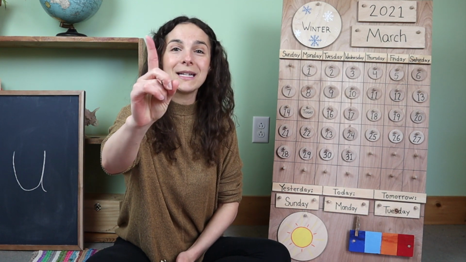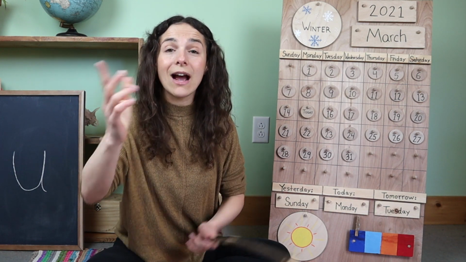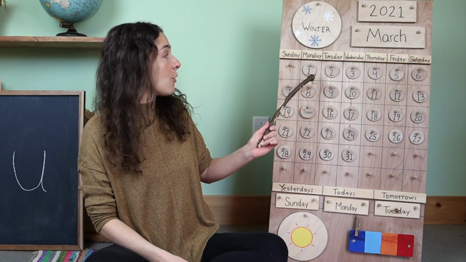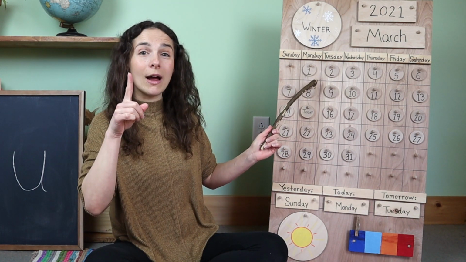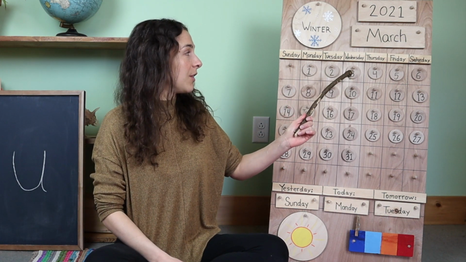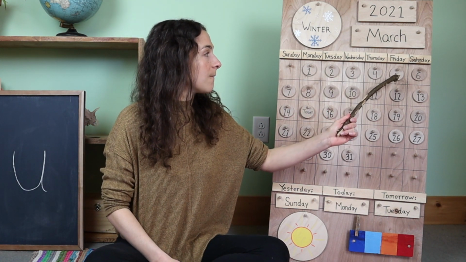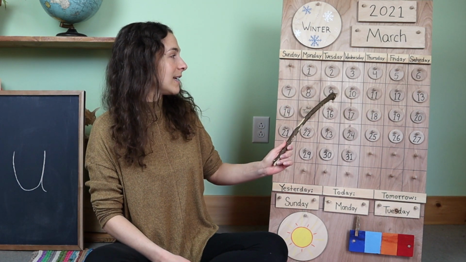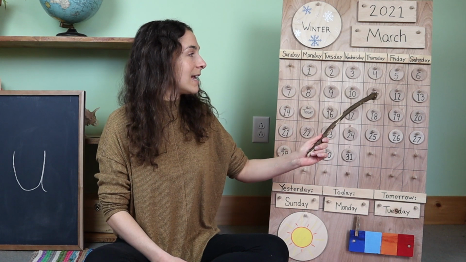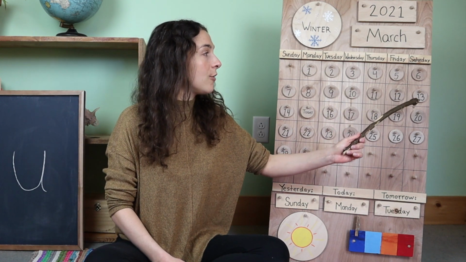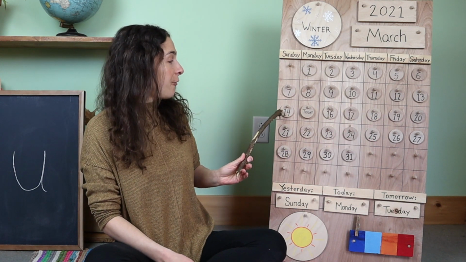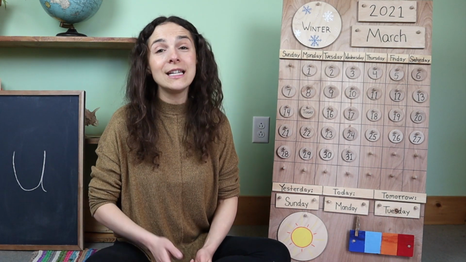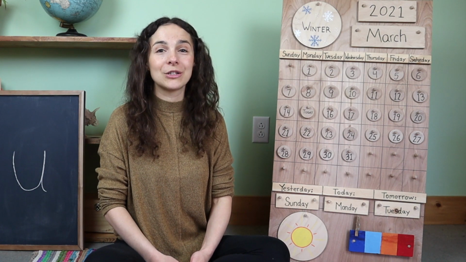Now let me see your counting fingers like this. And let's warm them up together. We need to count all of the days that we've had so far in the month of March. So we're going to start up at the number 1, 2, 3, 4, 5, 6, 7, 8, 9, 10, 11, 12, 13, 14, 15. We have had 15 days so far in the month of March.